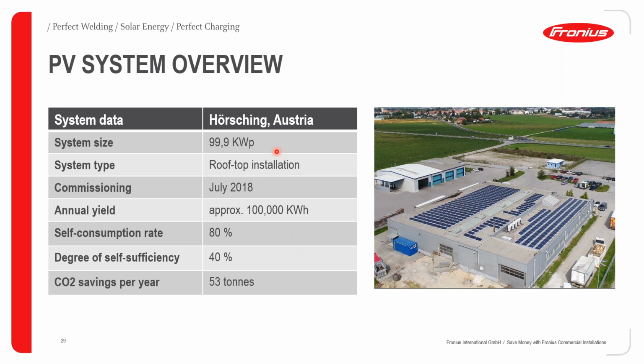Great. So to have a quick system overview, we have the system data, and then the system size is approximately 100 kilowatts peak, 99.9 to be specific. It's a roof-mounted installation, as you can see in the picture beside the information. It was commissioned in July 2018 with an annual yield of 100,000 kilowatt hour, and self-consumption rate is quite high, 80%.